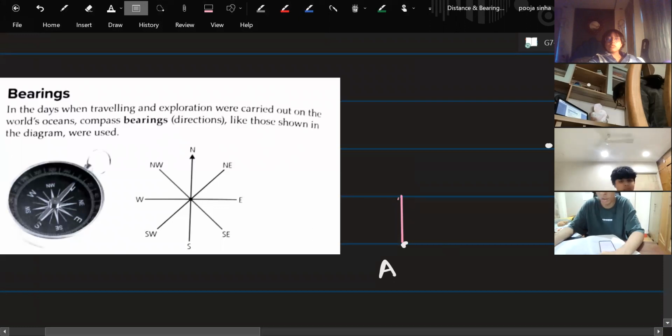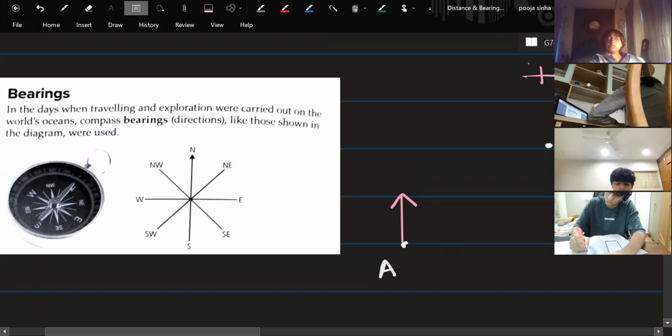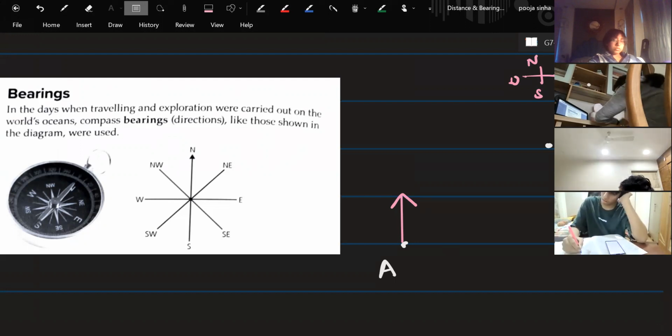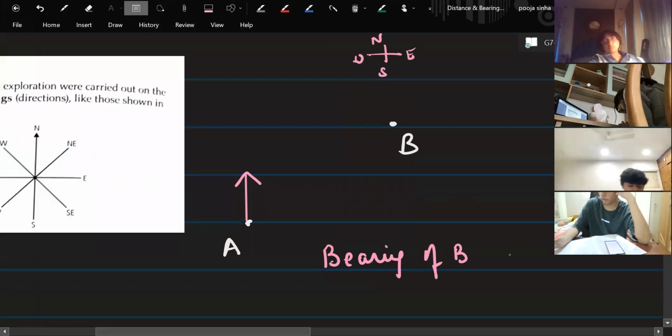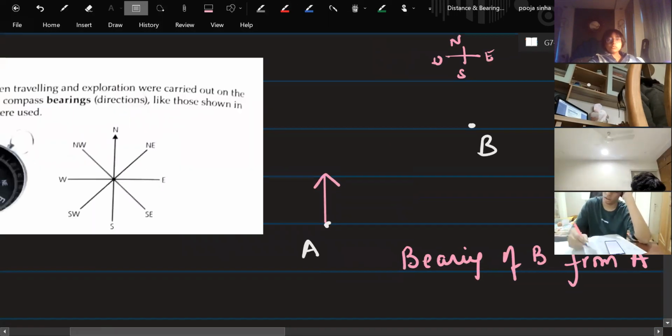You make your north first. Always remember, whenever you make this, your north has to be up, with south, east, and west. All I need is your north. Suppose I'm finding the bearing of, what am I trying to find? This is where the question is very important. The question says, find the bearing of B from A. What are we supposed to find? Bearing of B from A.